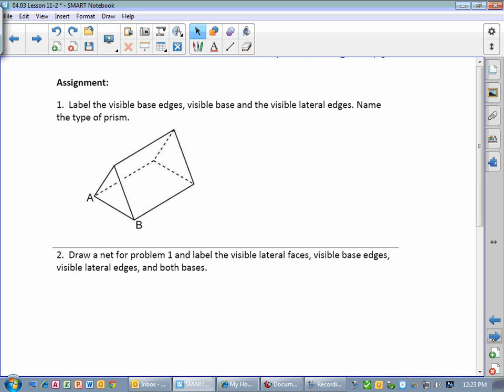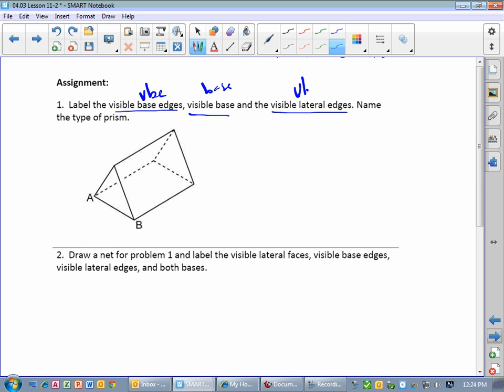So look at your assignment. Each of these problems basically has two parts. You have your picture given already. You're going to label all the stuff like we did. You've got your visible base edges, we'll call those VBE, your visible base, which you can just label base, the visible lateral edge, which we'll call VLE, and then the one thing that I'm asking for that wasn't in the practice is you're going to give the name of the prism. You're going to name it.